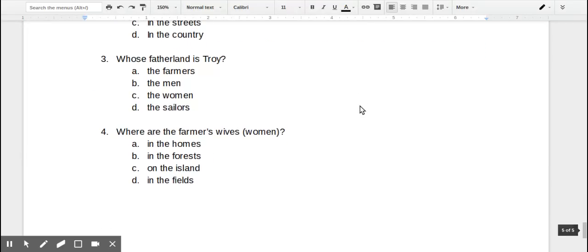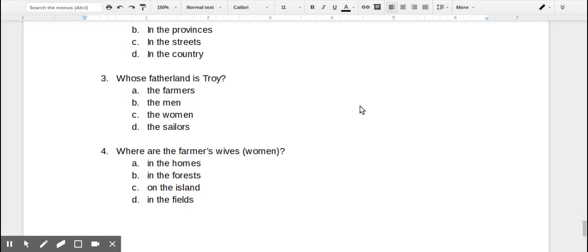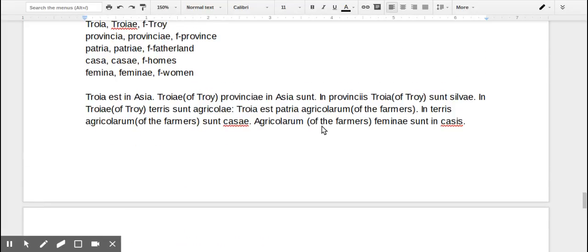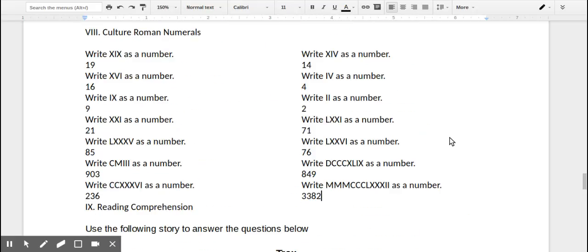And then where are the wives of the farmers? And they are in the houses. So the women of the farmers are in the houses. So that was your sentence.